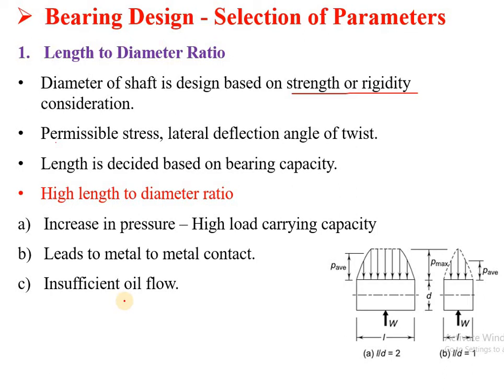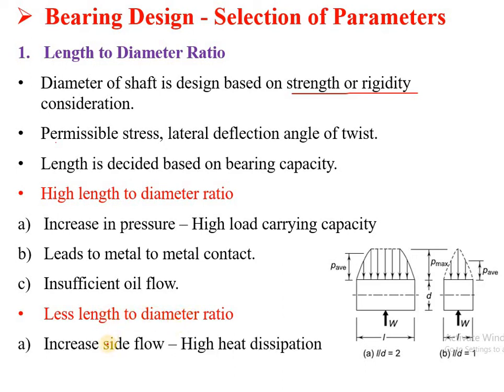Now we will see what happens when there is less length to diameter ratio. So, when the length to diameter ratio is less, there is an increase in side flow. And these two drawbacks of high length to diameter ratio are overcome, and there is an increase in side flow. So, this increases the heat dissipation. So, this is the advantage.